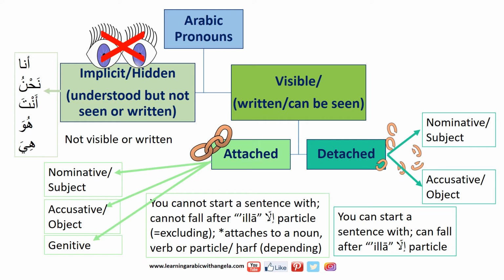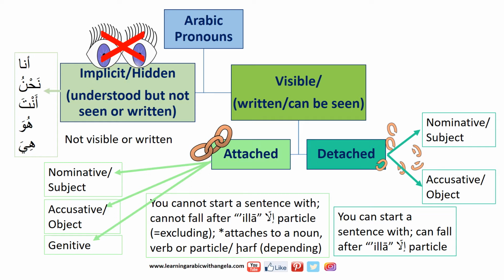In Arabic language, there are two types of pronouns. Visible, as the name suggests, is what you can write and see, so visible pronouns. And you've got the implicit or hidden pronouns, that is invisible, so you can understand them from the context, but you do not actually write them. And I'll explain them in a bit.